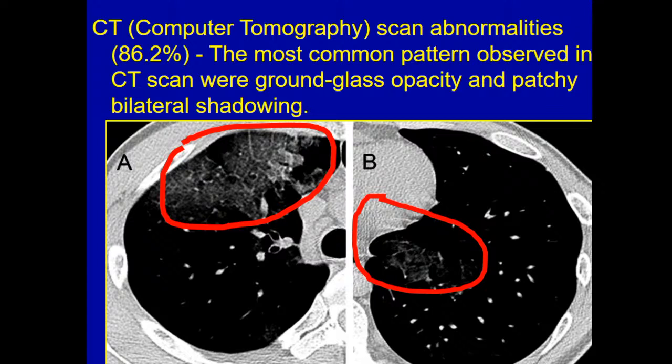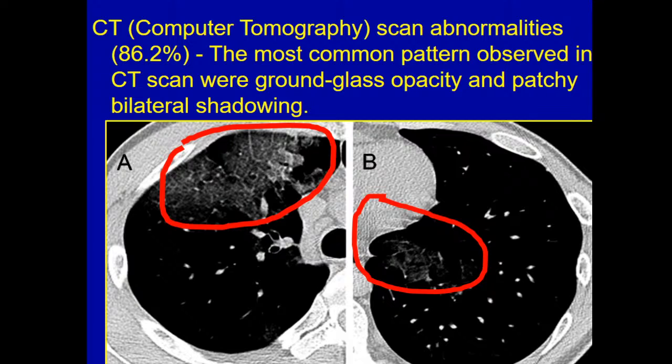Okay, so the most common pattern of abnormalities observed in the CT scan is called ground glass opacity. With a very thick red line, I try to show this, and can you see here, this appearance is called ground glass opacity and patchy bilateral shadowing of the lungs.